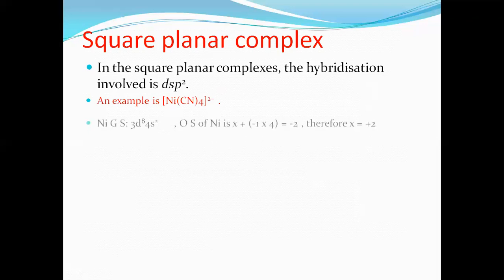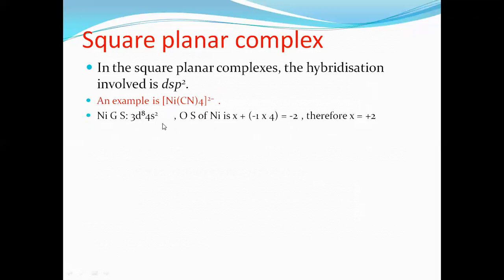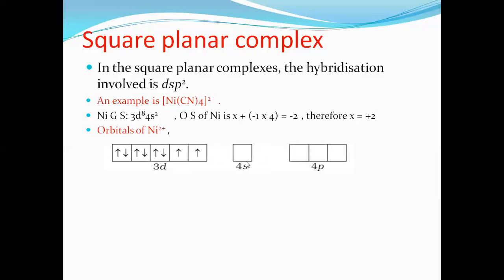Ground state, already said, 3d8 4s2. That means the ground state of nickel is given by 3d8 4s2. And the oxidation state once again we will get here is +2. Hence, nickel in its +2 oxidation state loses 2 electrons from 4s. Hence, it takes the configuration of 3d8 4s0. Now the interesting thing, the approaching ligand is cyanide.